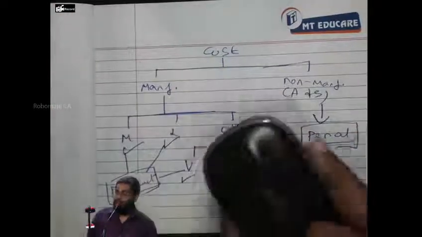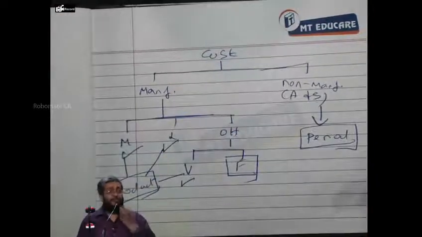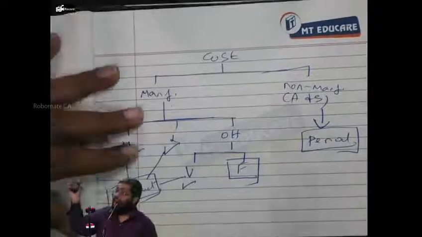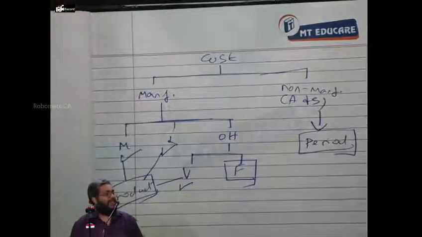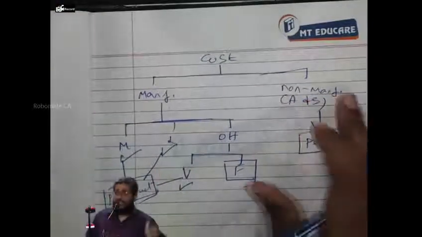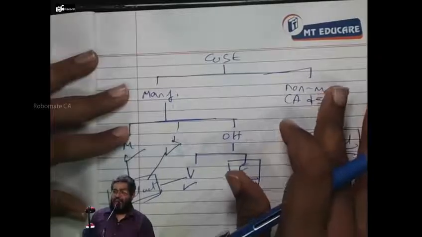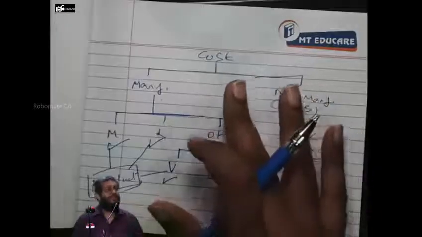The question is, should the mouse cost for stock valuation include a portion of the factory rent? I'm just giving an example. A fixed cost, factory rent. Should a share of factory rent be given to every mouse produced for stock valuation? Question arises. Yes is what absorption costing says. No is what marginal costing says.